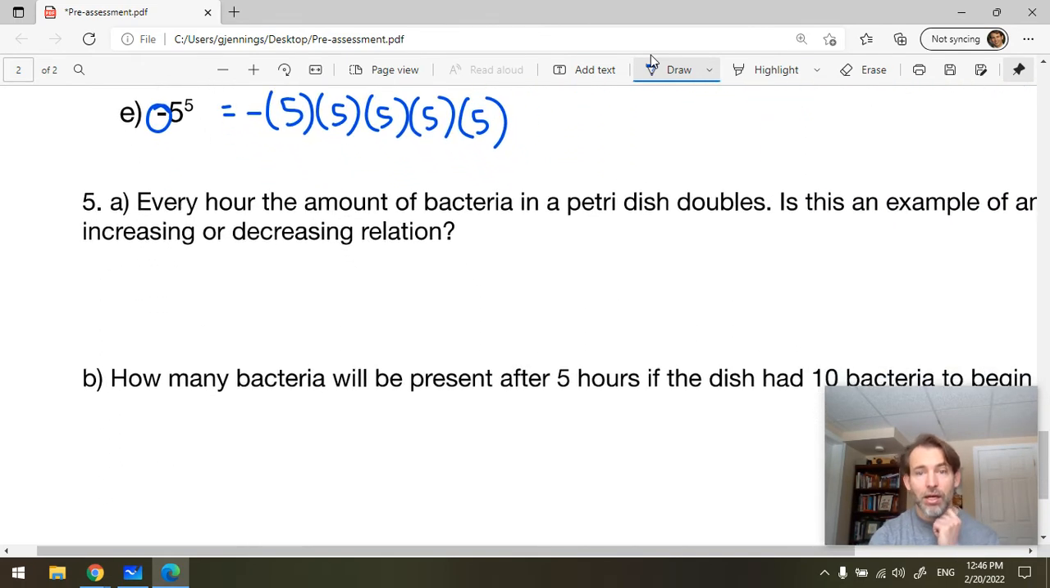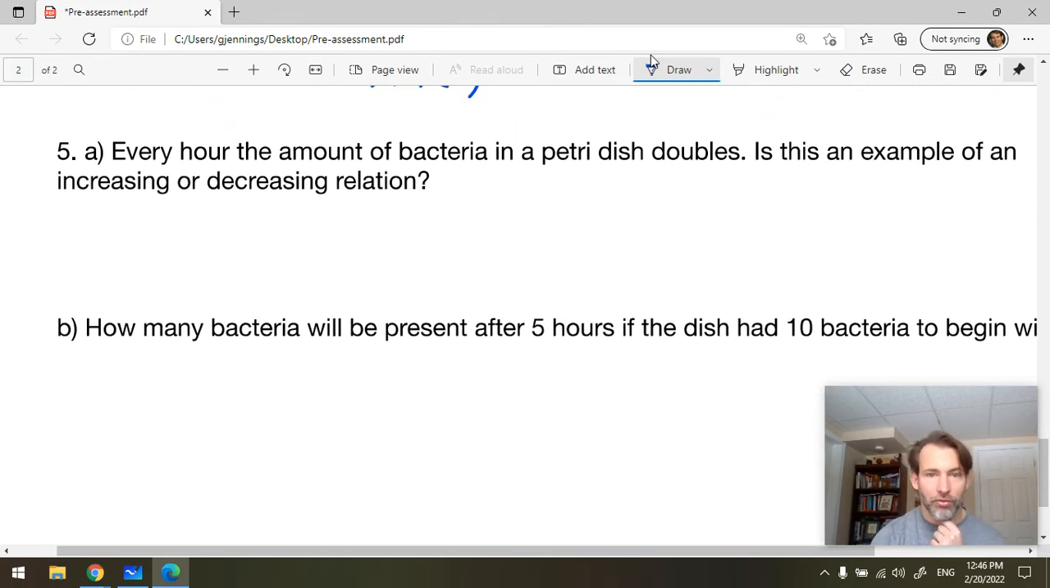It's just BEDMAS. But then here is an example of a petri dish. Okay, every hour the amount of bacteria in a petri dish is doubling. A petri dish is the type of dish that you use in science class, and you'll grow bacteria in science class. Cool. So it's an example of an increasing or decreasing relation. Well, it's doubling. Doubling, as far as I know, increases things. So that's increasing.